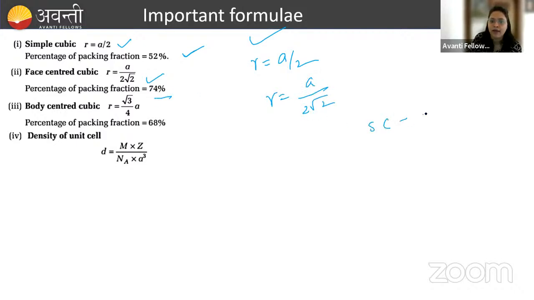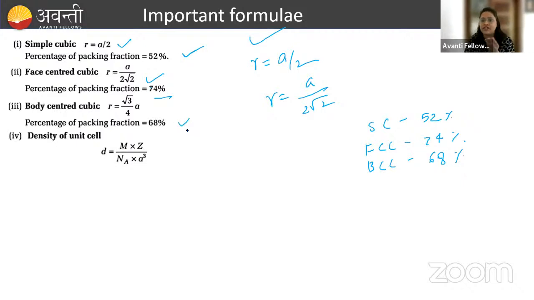For simple cubic, packing fraction is 52%. For FCC, it is 74%. And for BCC, it is 68%. This is again important. That's why I'm writing it, and that's why I have shown it here. Very, very important. Sometimes packing fraction is directly asked.